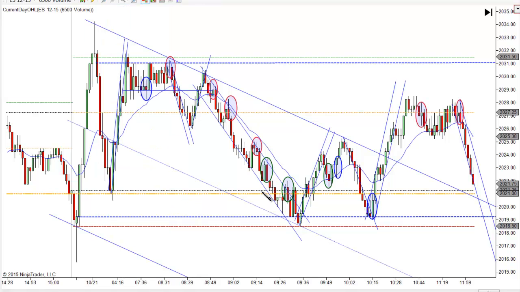I'm going to draw that on there just for the people that aren't used to seeing that. See how that's kind of the middle ground there. When you're below it, it's acting as resistance, and when you're above it, it's acting as support.